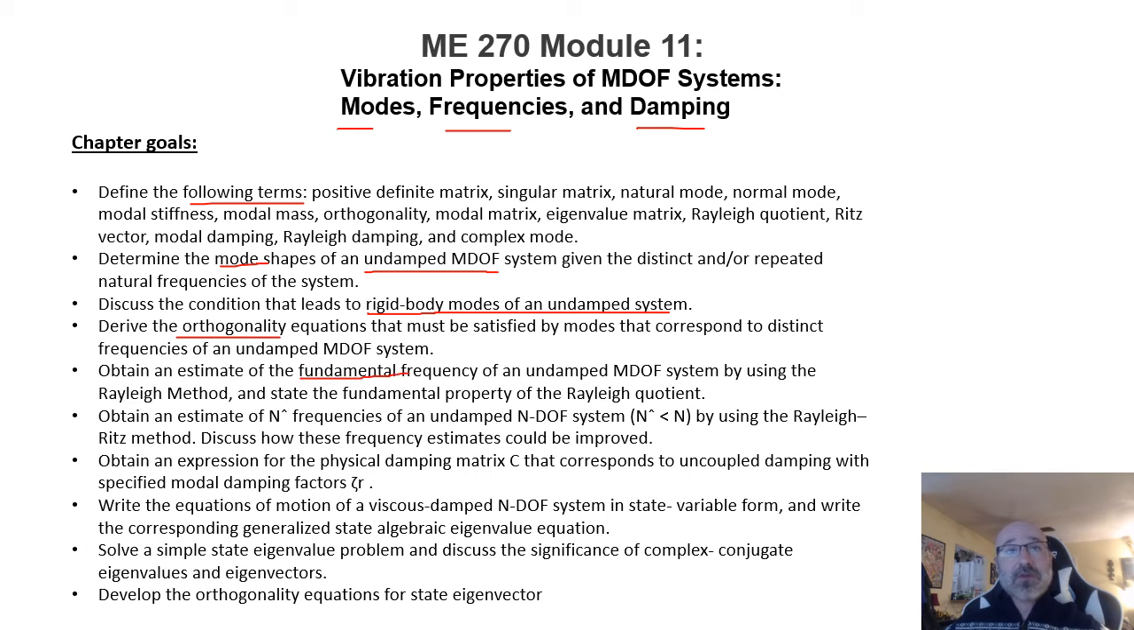Fundamental frequencies of an undamped multiple degree of freedom system here. Talking about different methods, Rayleigh method in particular. Ritz method we're going to be taking a look at as well. Look at physical damping for matrix. So a lot of matrix math is going to be involved in this chapter. Equations of motion for viscous damped systems for some n degree of freedom. Simple state eigenvalue problems and looking at some eigenvectors, and then orthogonality again for our state eigenvectors.